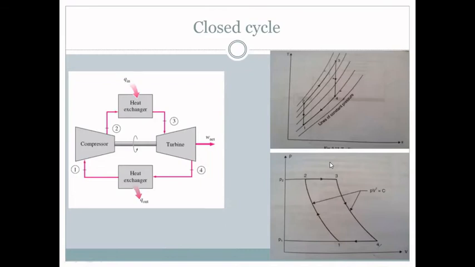Process 3 to 4: the air is expanded isentropically from P2 to P1 and temperature from T3 to T4. No heat flow occurs. Process 4 to 1: heat is rejected from the system as volume decreases from V4 to V1 and temperature from T4 to T1. The pressure remains constant at P1. Heat rejected equals m Cp multiplied by (T4 minus T1).